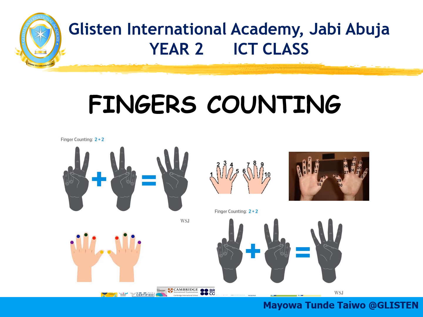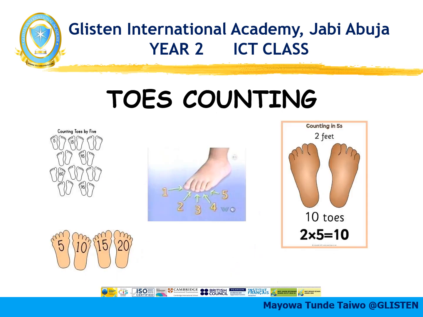As you can see on the screen, this is a diagram of fingers. 2 fingers plus 2 fingers will give you 4. Also, if you look at the one down there, you see 5 fingers open. So these are the ways they used to count in the olden days. Also, toes. 5 plus 5 will give you 10, plus 5 will give you 15, plus 5 will give you 20. So this is another way they used to count in the olden days.